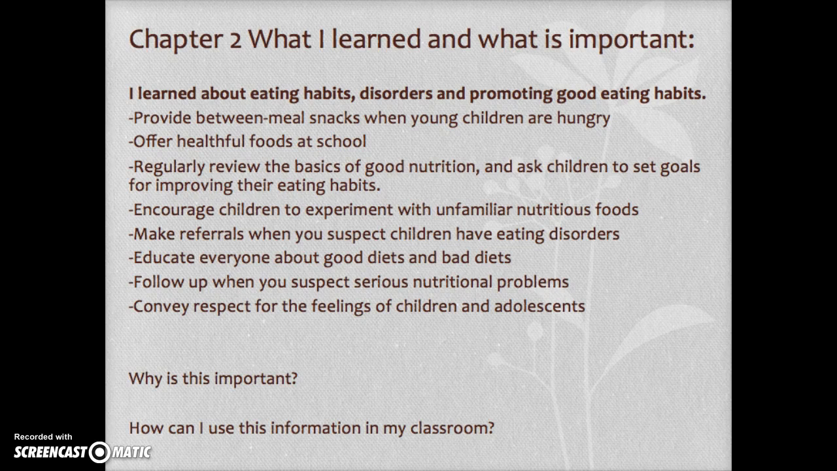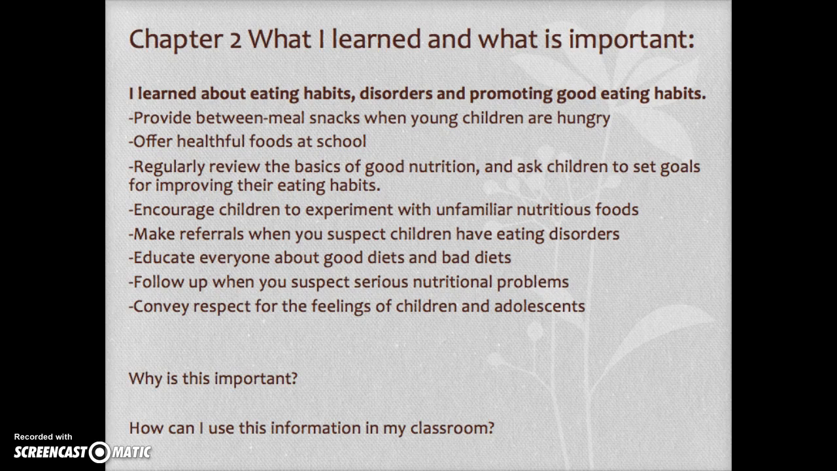Why is this important? Well, poor nutrition can cause health problems, self-esteem issues, being overweight, and obesity. It is much easier to maintain a healthy weight and lifestyle rather than trying to lose that weight later on, so you have to start early.